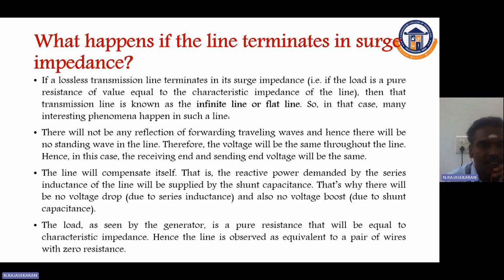Then the load seen by the generator is purely resistive and equal to the characteristic impedance. Hence the line is observed as equivalent to a source with zero resistance. So this is important.